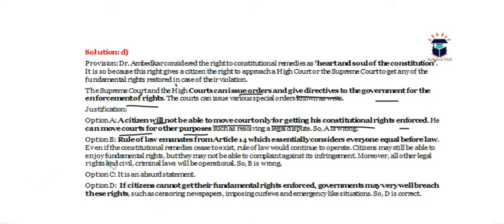And then option B, rule of law emanates from Article 14, which essentially considers everyone equal before law. Then option C is an absurd statement, and the answer is D. So if citizens cannot get their fundamental rights enforced, government may very well breach these rights, such as censoring newspapers, imposing curfews and emergency-like situations.